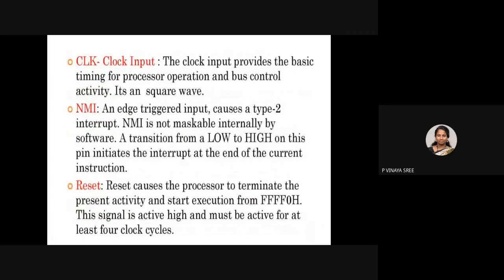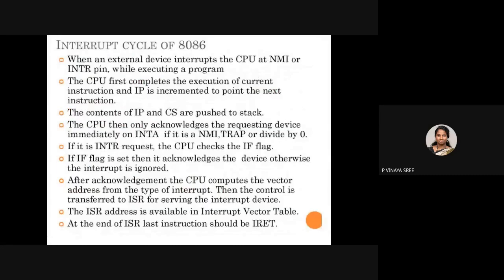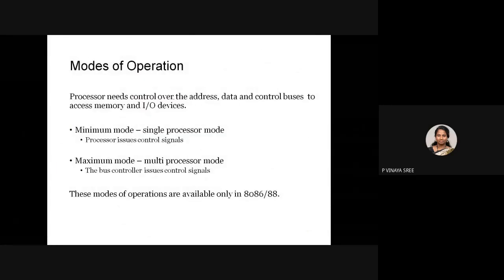Now coming to clock. Clock we discussed, NMI we discussed, reset we discussed. So we are done with all 32 common pins. Now let me go to the modes of operation. We have two modes of operation: the minimum mode and the maximum mode. Minimum mode is where we have a single processor with memory and IO devices, whereas maximum mode is multi-processor with shared memory and IO devices.